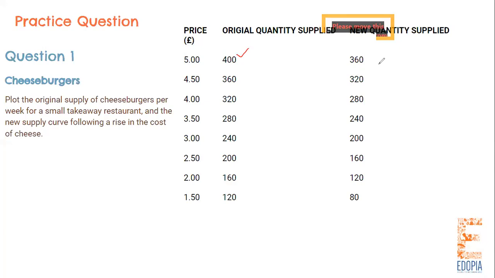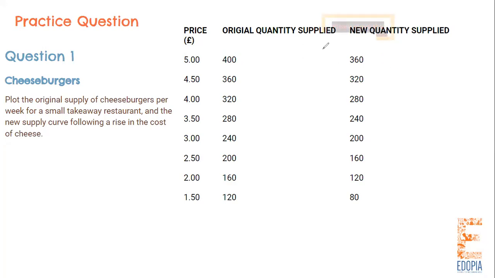Okay, so this is the question. Now, this is the supply schedule again given to you all. The question is to plot the original supply of cheeseburgers per week for a small takeaway restaurant and the new supply. This one is the original. Basically, these figures show the original supply curve. So first you have to draw the original one and then the new one.